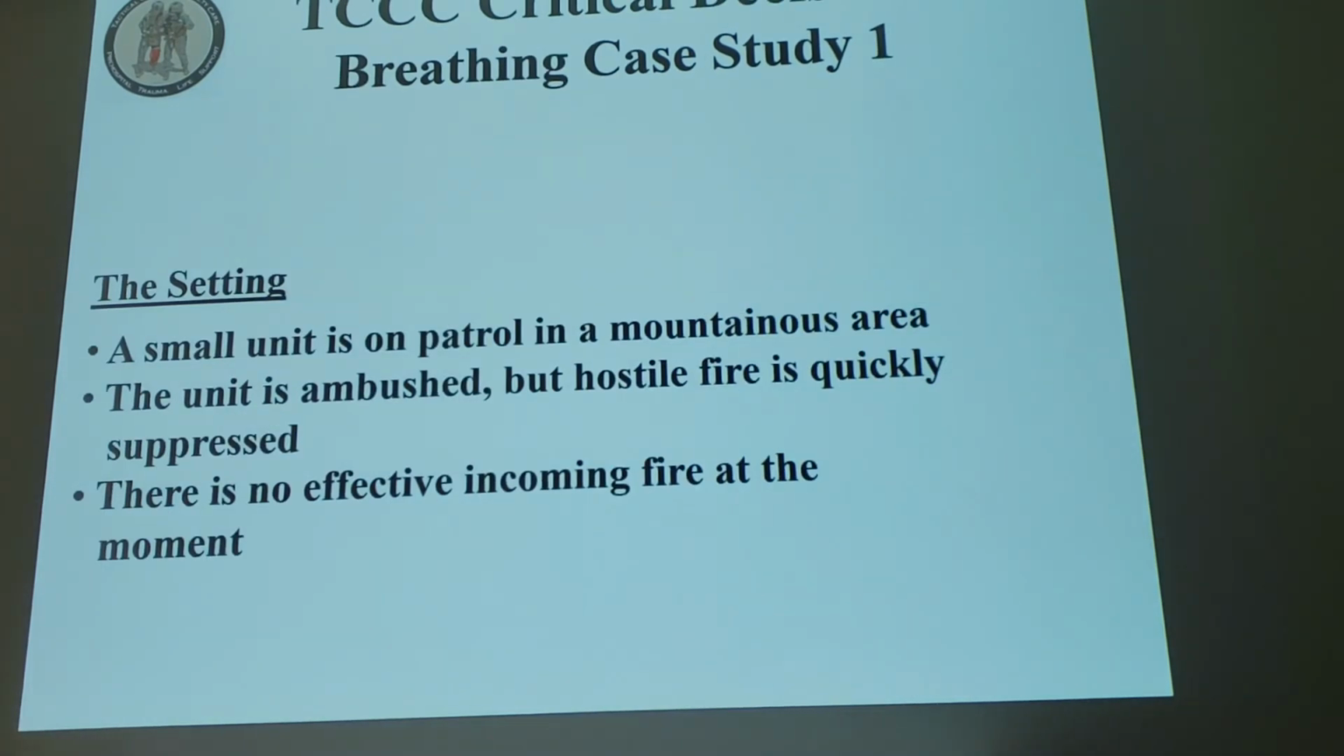Okay, next. The setting. A small unit is on patrol in a mountainous area. The unit is ambushed, but hostile fire is quickly suppressed.